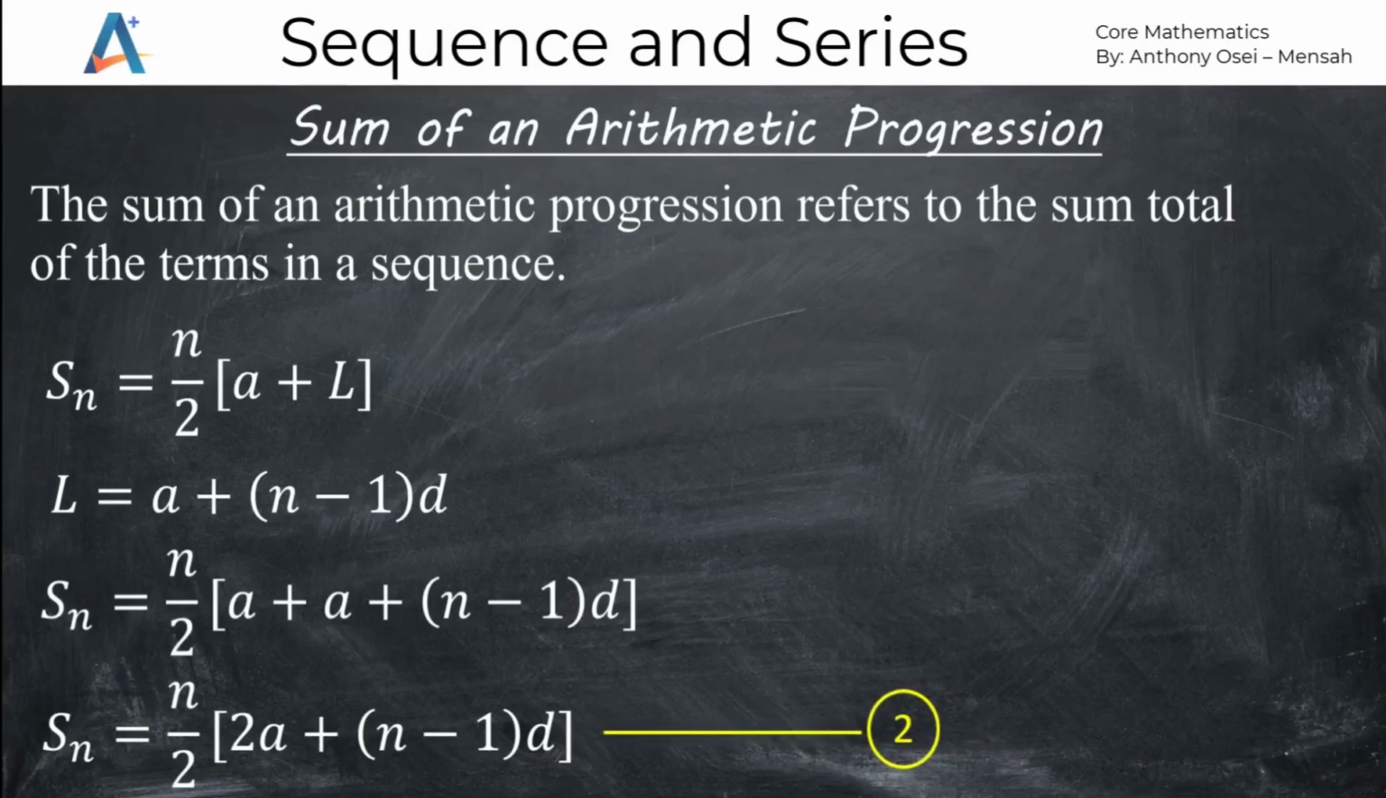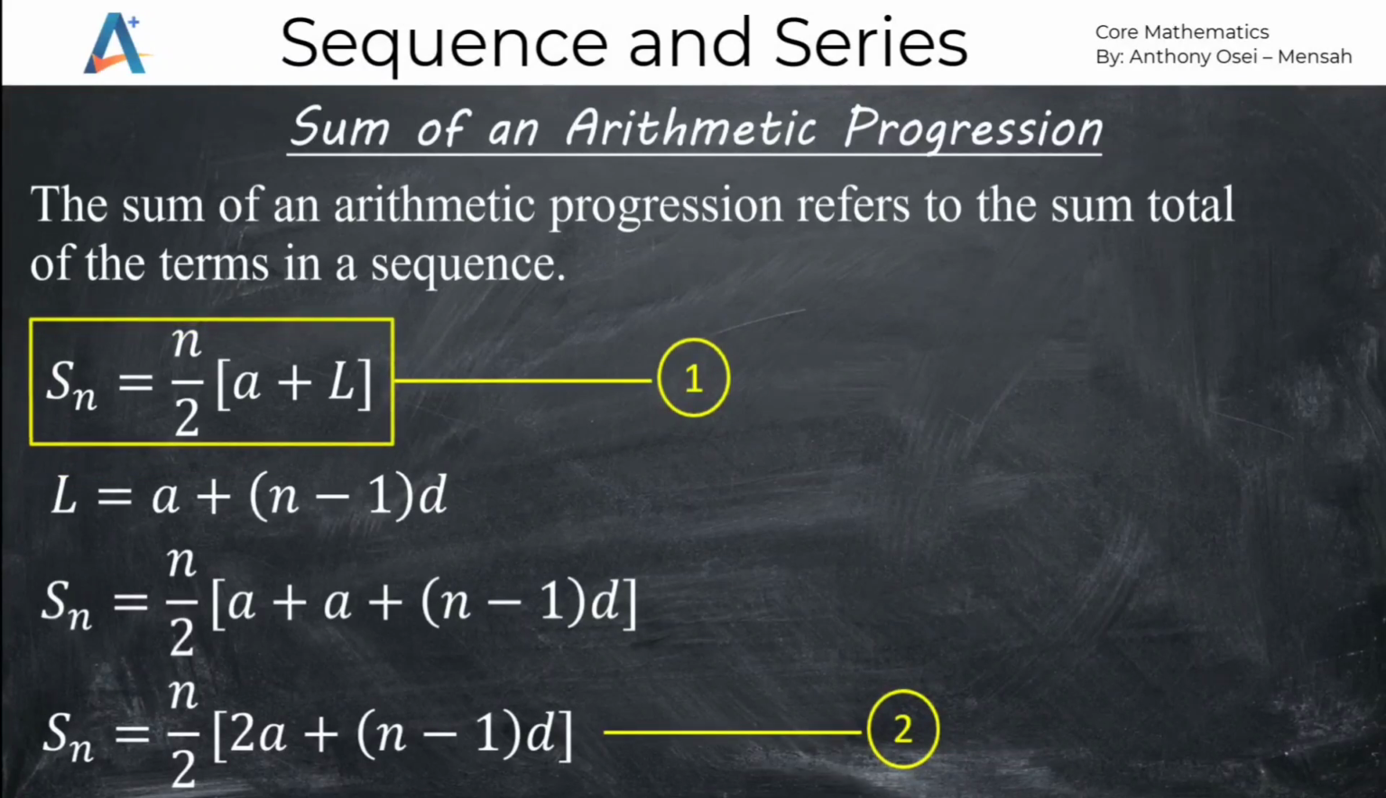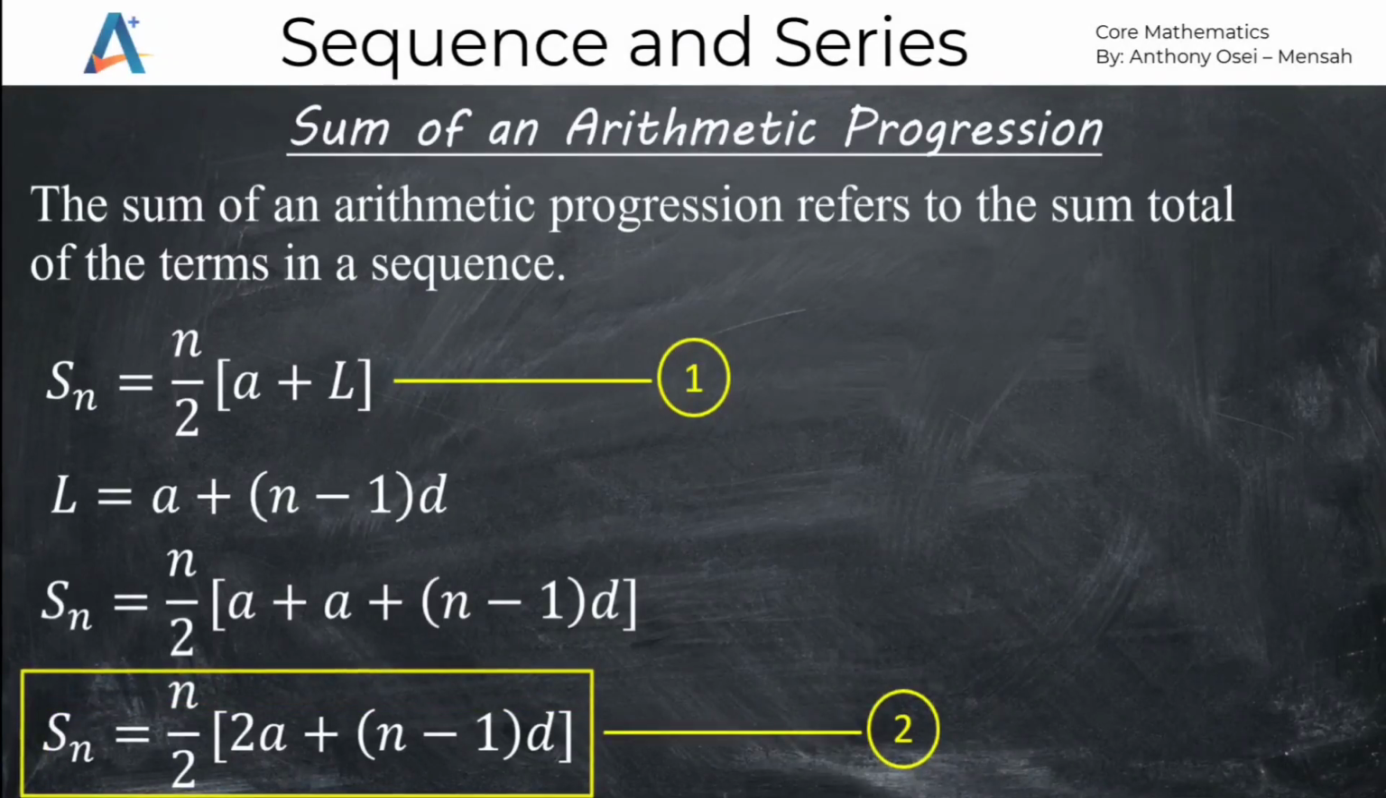So you can use formula number 2 or you can use formula number 1 depending on how the question is given. If the question is given such that you can find the last term and you can get the first term, then you can find the sum of a certain number of terms with the first formula. But if the question gives you the common difference and it still gives you the first term, then this is where you can rely on the second formula to get the sum of a certain number of terms.